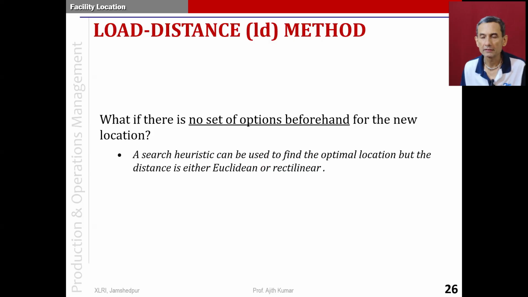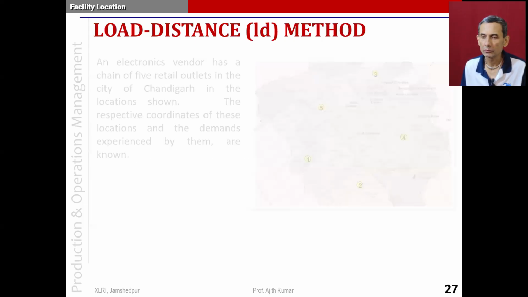A heuristic is an optimization technique which can find us a good location better than what we might otherwise be able to find using our intuition or using a simple method like this. So a heuristic can help us to find an optimal location, where the distance is taken as either Euclidean distance or rectilinear distance. What would it look like?